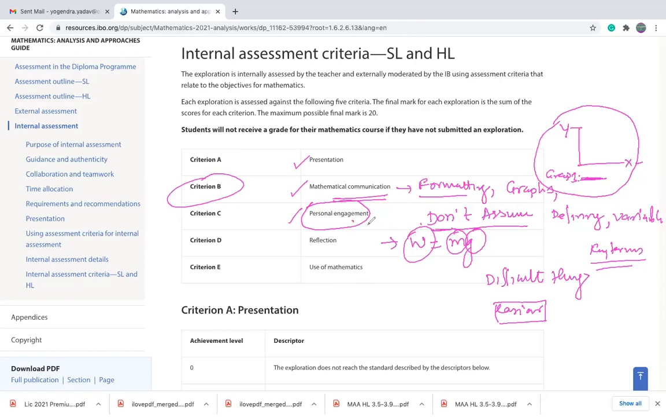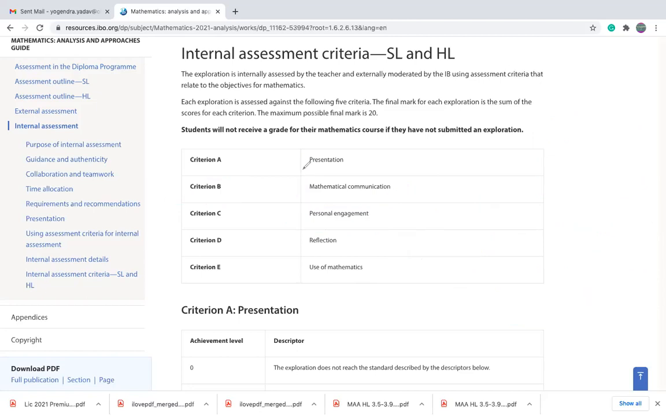If you're explaining well, the reader gets connected, and you yourself feel much more connected to your exploration rather than just doing the formality of completing it. So this is really important for criteria B. We'll talk about some more things from last year's examiner report, now on the personal engagement.